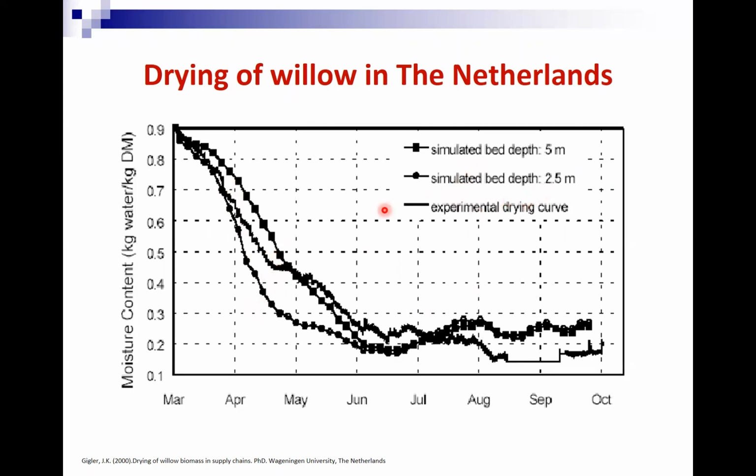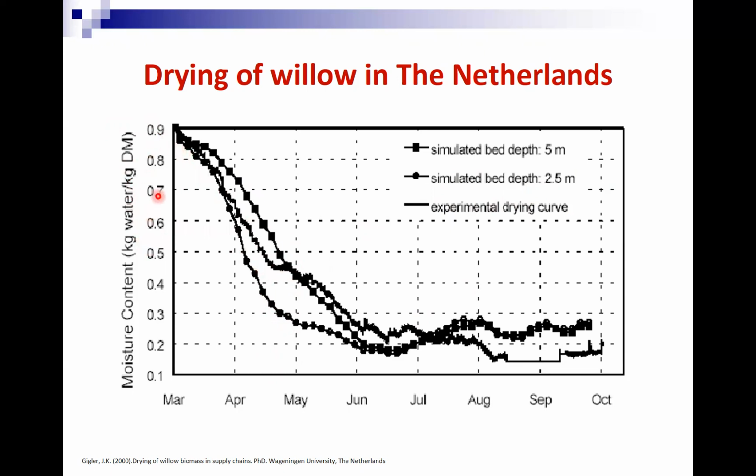So it's basically 2.5 meters thick. This can reach maybe about 25% moisture content in about 2 months. However, the thicker one is still at about 45%, or basically kilogram. Sorry, this is kilogram water per kilogram dry matter.